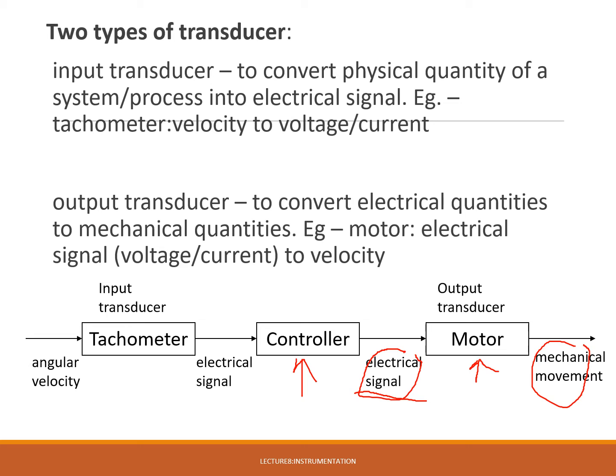So we have a sensor as an input transducer, feeding a signal into the controller. Then the controller gives an output signal to the actuator, which converts the electrical signal into mechanical movement.